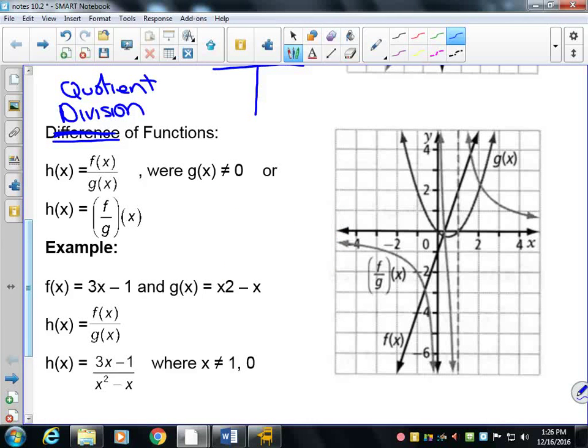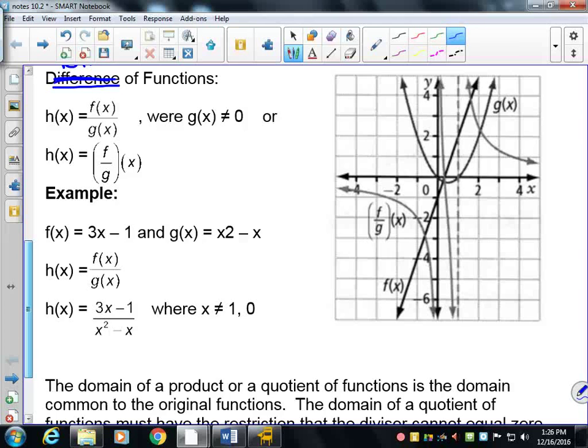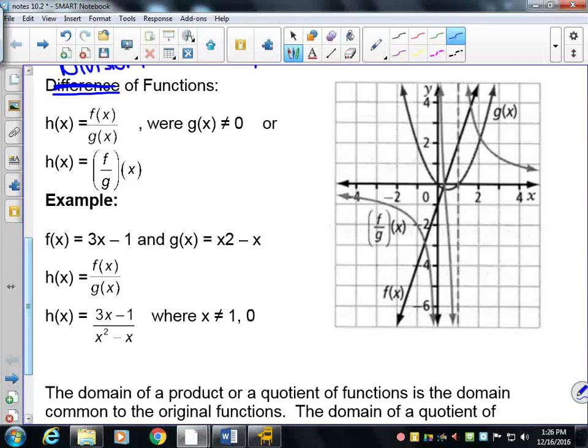So if you look, there's two different ways of writing it: f of x divided by g of x, or f divided by g in brackets, x in brackets, okay? So two separate ways of writing it. It's the exact same way that they've written it for multiplication, addition, and subtraction. They just put a different symbol in there, okay?